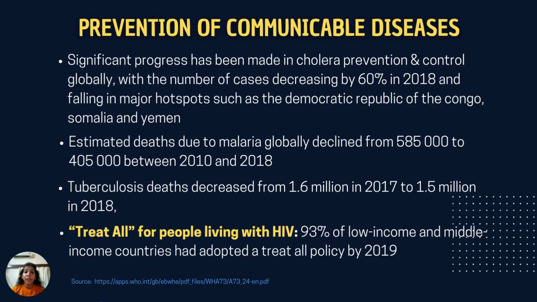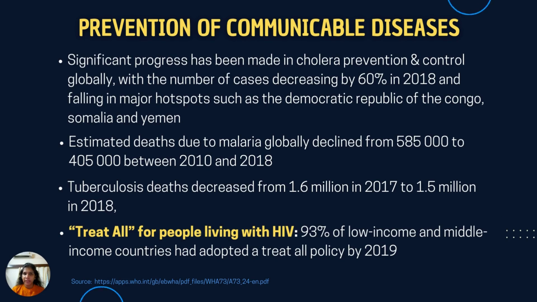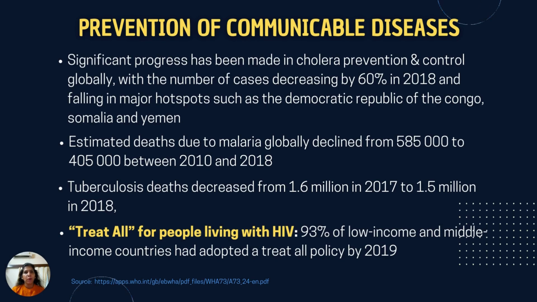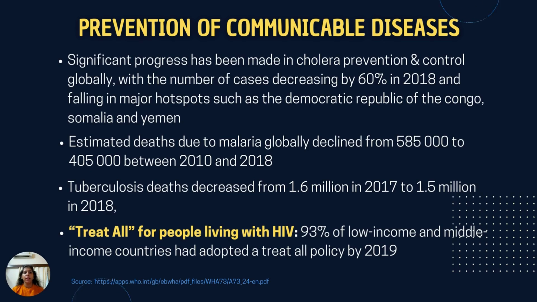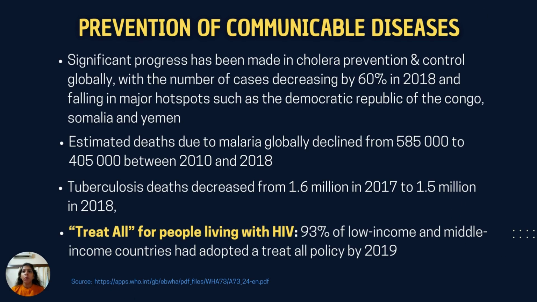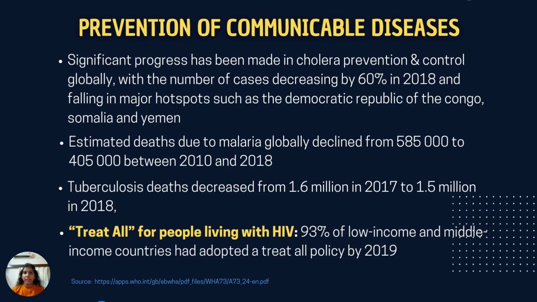Then, with respect to malaria, we have also seen cases declining from somewhere around 5 lakh to 4 lakh between 2010 and 2018. Tuberculosis deaths decreased from 1.6 million in 2017 to 1.5 million in 2018, which is really commendable. And then there is the treat all policy.